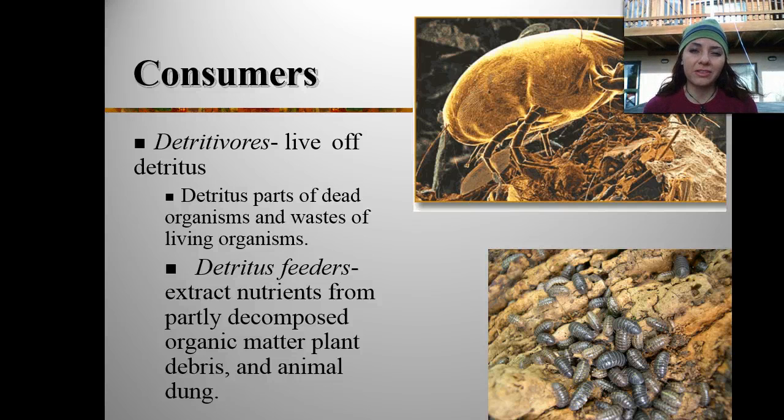So detritivores, these live off detritus. Sometimes they live off of our skin, like our bed bugs. Eesh. So detritus is parts of dead organisms and waste of living organisms. Detritus feeders extract nutrients from partly decomposed organic matter, plant debris, and animal dung, or our dead skin cells.